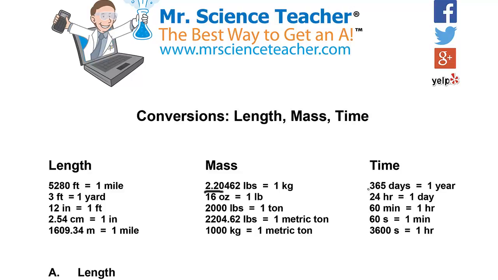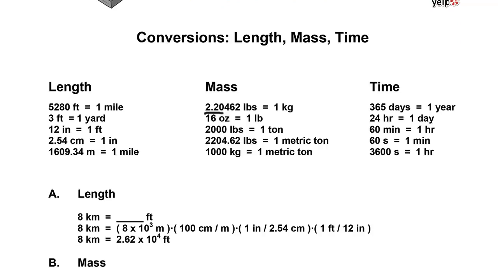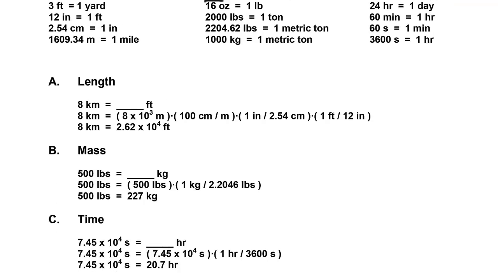And you should know that there's 365 days in a year, 24 hours in a day, 60 minutes in an hour, and 60 seconds in a minute, and 3,600 seconds in 1 hour. Basically, you just take 60 minutes, and each minute has 60 seconds, so 60 times 60 is 3,600 seconds in 1 hour. It's been my experience in teaching conversions that students find some conversions very easy, and others very challenging.